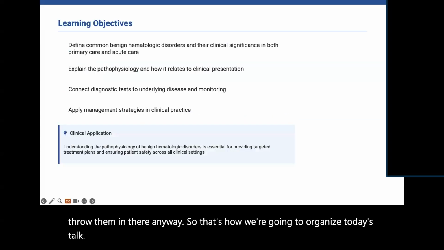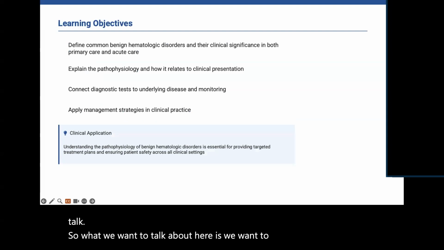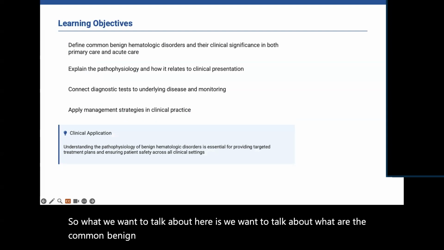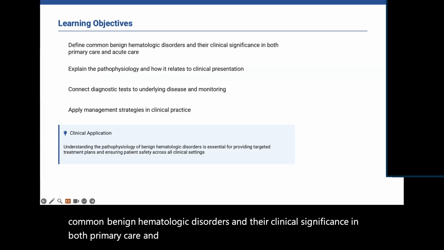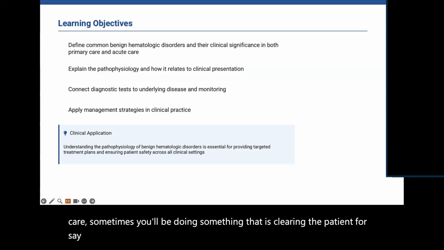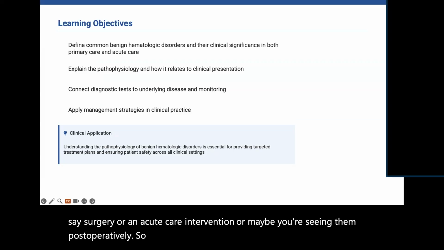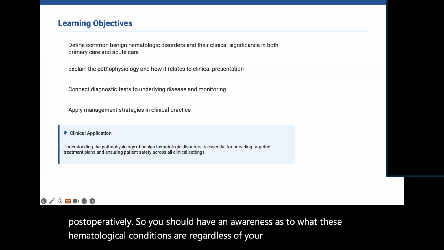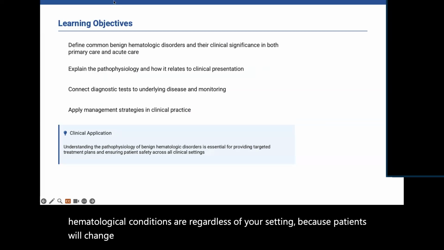So what we want to talk about here is what are the common benign hematologic disorders and their clinical significance in both primary care and acute care, because even if you work in primary care, sometimes you'll be clearing the patient for, say, surgery or an acute care intervention, or maybe you're seeing them post-operatively. So you should have an awareness as to what these hematological conditions are, regardless of your setting, because patients will change settings and so might you.